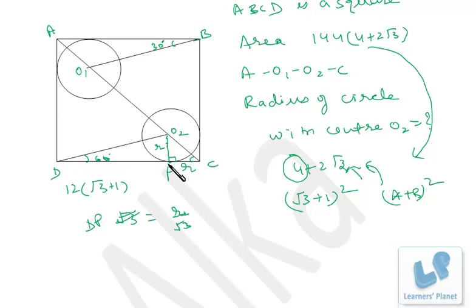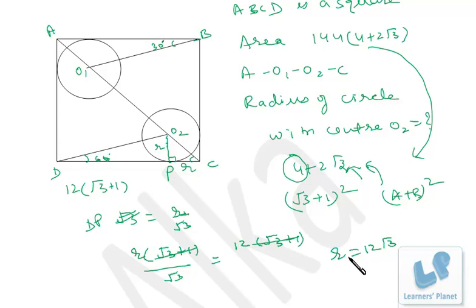So this length is what? R by root 3. This length is what? R. And in all, the total size is 12 root 3 plus 1. That means R plus R by root 3 is 12 root 3 plus 1. So if we add both of them, I take R as common, 1 plus 1 upon root 3. So that's root 3 plus 1 upon root 3. And that is actually 12 root 3 plus 1. Side of the square, what is R? 12 root 3. Okay. So what is the radius of this circle? 12 root 3. Similarly, if at all it is asked to find out the radius of the circle, that can also be done similarly. Okay.